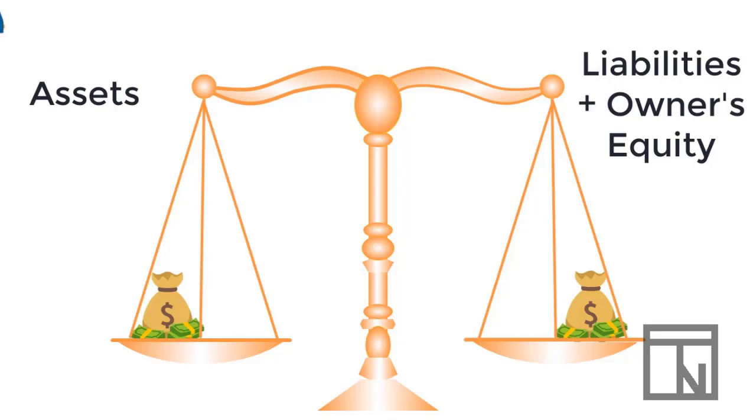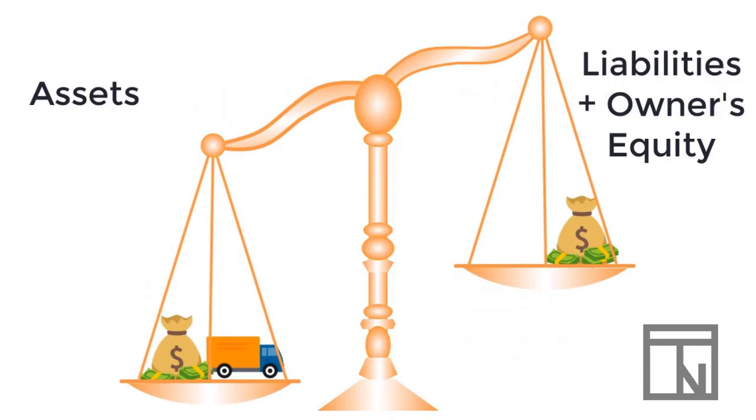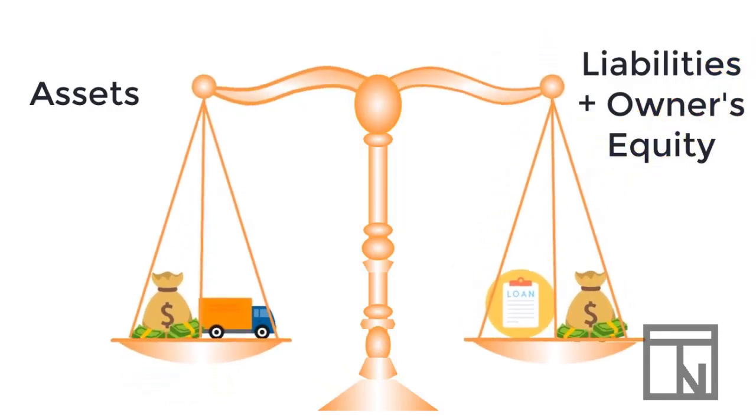Let's imagine that the business buys a truck. That would add a truck to the asset side of the transaction. Now the scale is unbalanced. In order to rebalance the transaction, we have two options. One option is to add something to the other side. Let's imagine that the business got a loan to pay for the truck. If we add the loan to the liability side of the scale for the same amount, that would balance the accounting equation again. The other option would be to take something away from the same side.